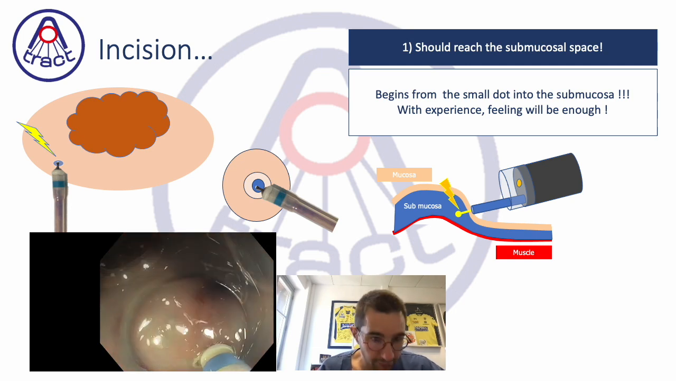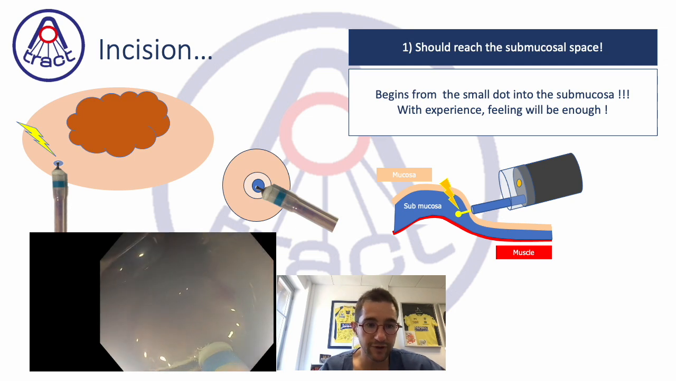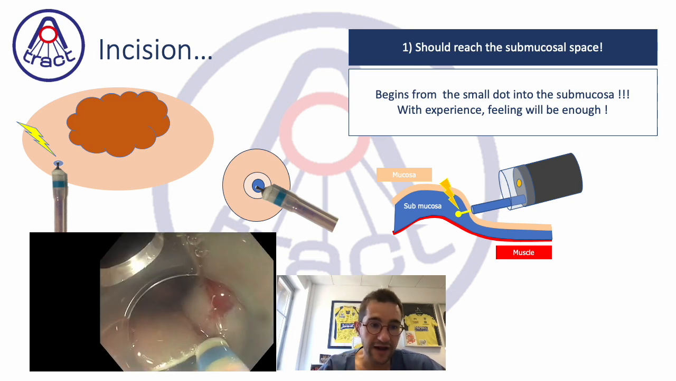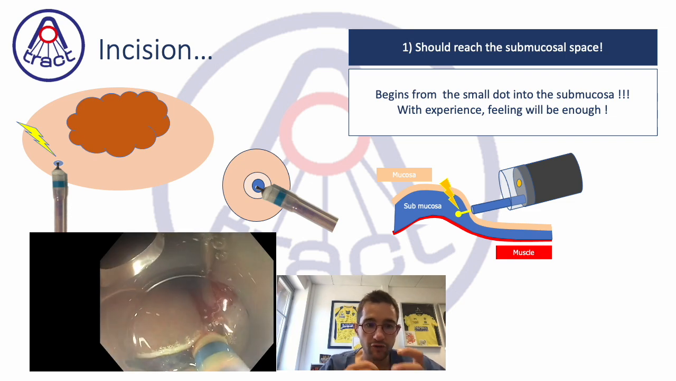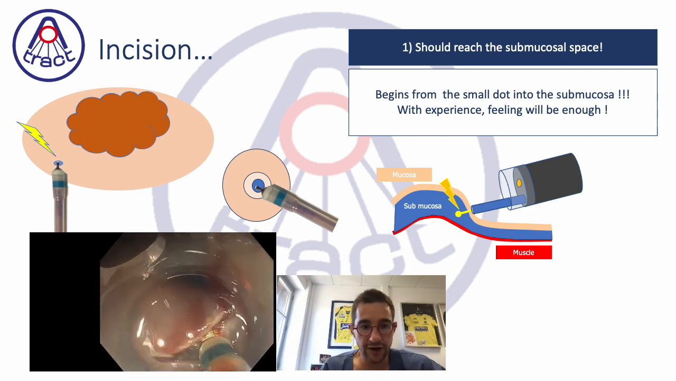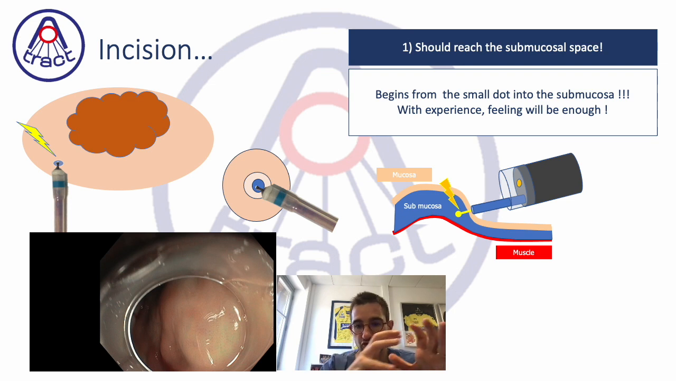You know that you are at the good depth because you have felt a kind of movement that passed through the muscularis mucosa. So you don't have to check that it's blue, but you will feel with the small dot that you have entered the good layer.